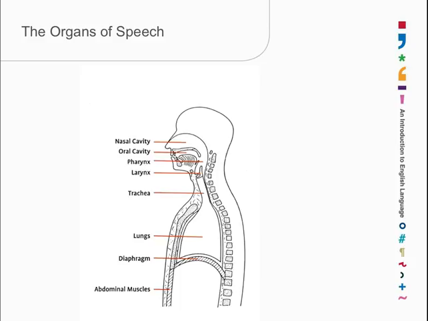The oral cavity, of course, is essentially the cavity in your mouth, and the nasal cavity is the cavity in your nose. Let's take a closer look now at the top end of that.